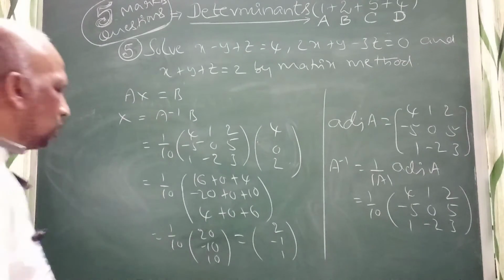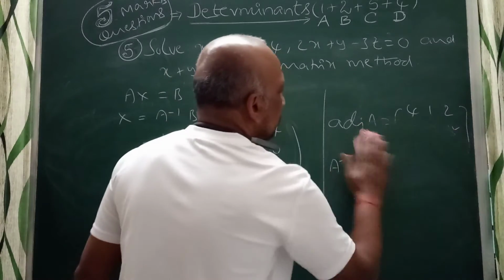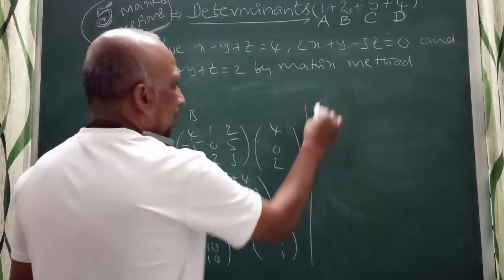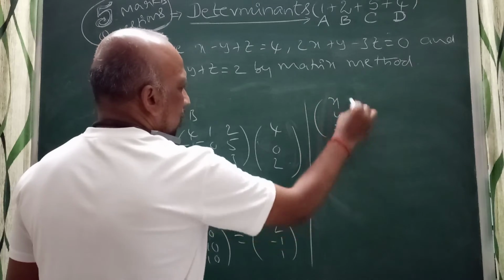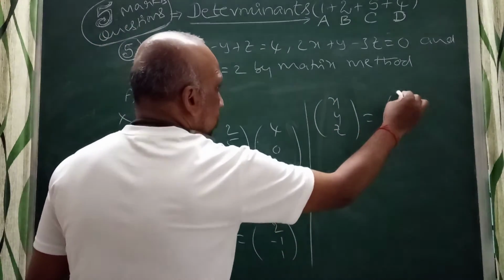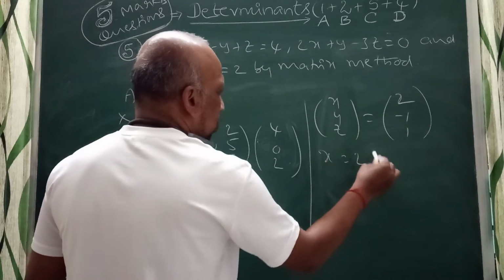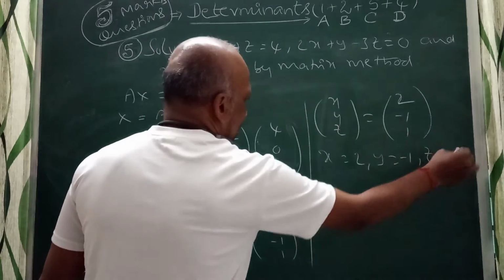Now you can write the values, therefore x y z is equal to 2 minus 1 1. So x is equal to 2, y is equal to minus 1, z is equal to 1.